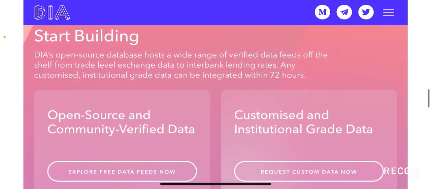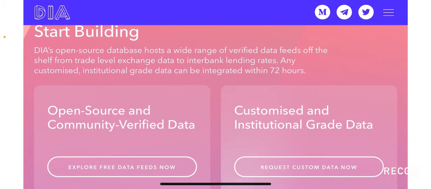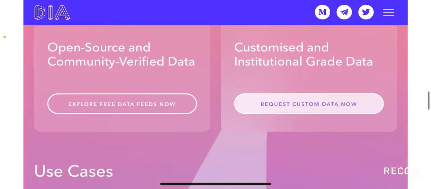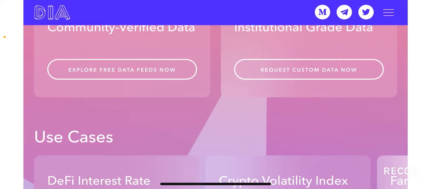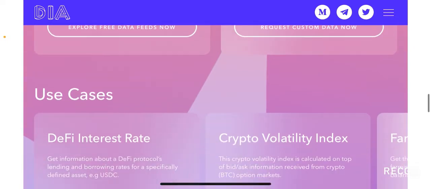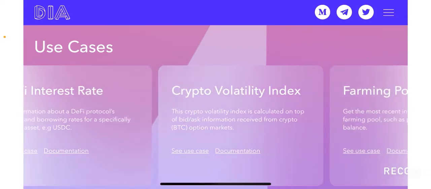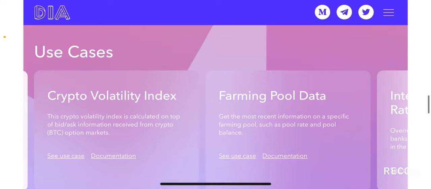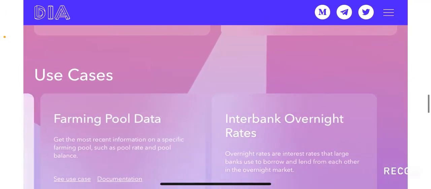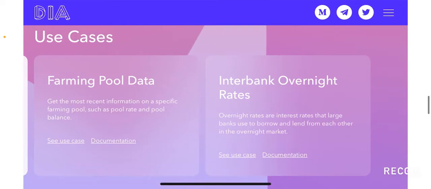Start building. If you are a builder or a dApp developer, you can start using DIA's Oracle services in your dApps. You can learn more about it from here, with some of the icons that you can click to learn more information. Use cases: again, they have multiple different use cases. Some of the more common use cases include DeFi interest rates, so getting good information about DeFi interest rates, crypto volatility index, as well as farming pool data, and you can also get information about interbank overnight rates as well, right? Which are not necessarily common in other Oracle providers, but it's possible through DIA.